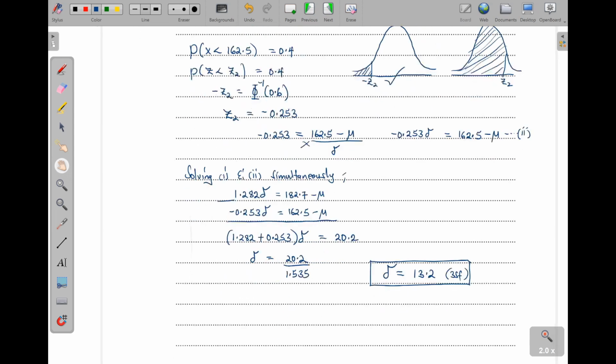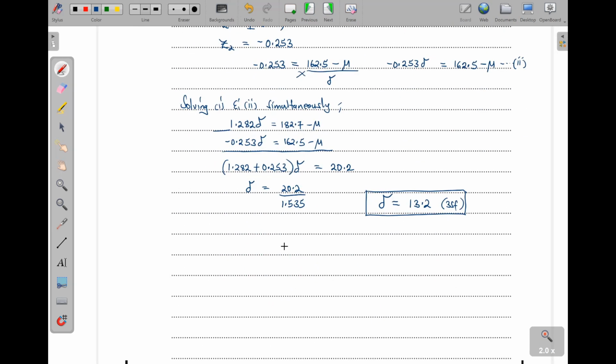Then next, what is now the value of mean? So I can bring mean here and then I take it there. I have two simultaneous equations, so I can use any of them. So mean is going to be 162.5. Then we shall add the 0.253 of this one. Remember, this one went here, then this one came this side, okay? Now, we are going to have this one here times. I'm not going to use this rounded figure, okay? I'm going to use this exact fraction here. So we shall have 20.2 here out of 1.535.